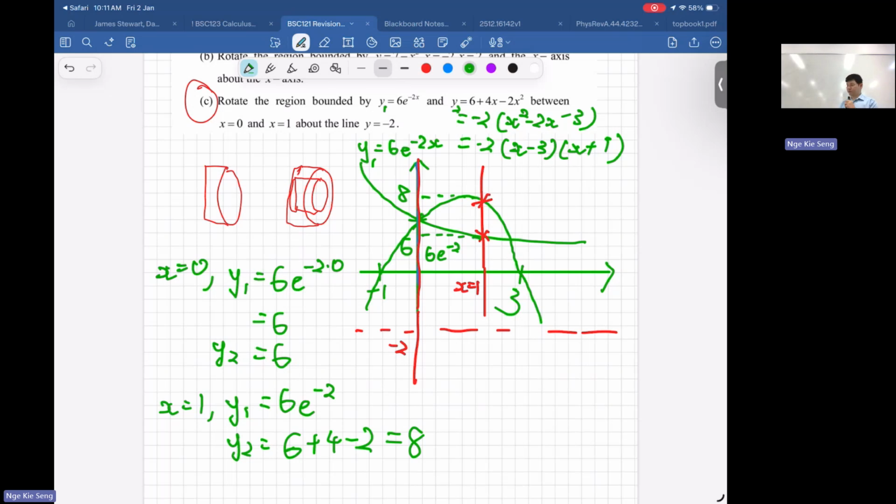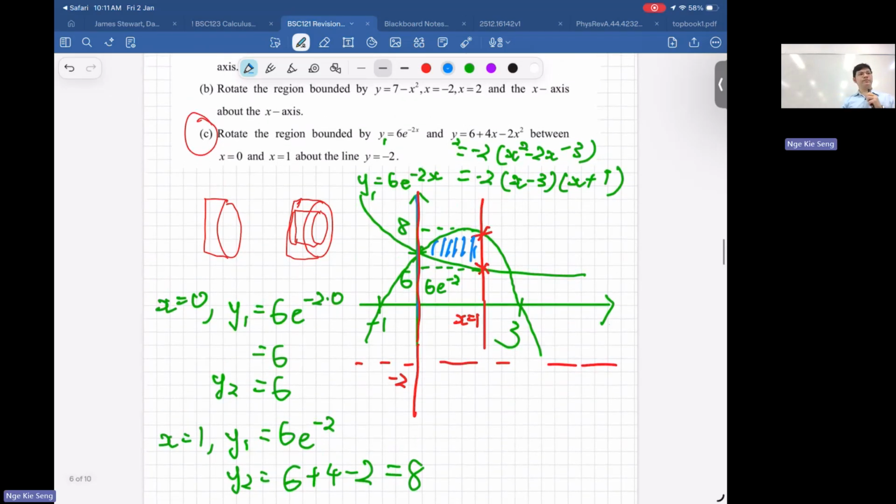Okay, so you take this piece here and then you rotate around y equals -2. Okay, so far so good. So you rotate like that. On the other side, you should have something here as well that you rotate.